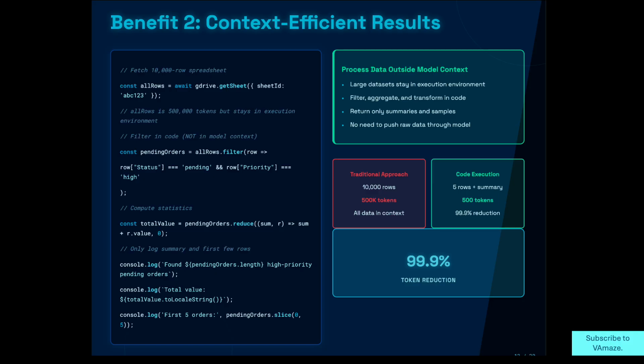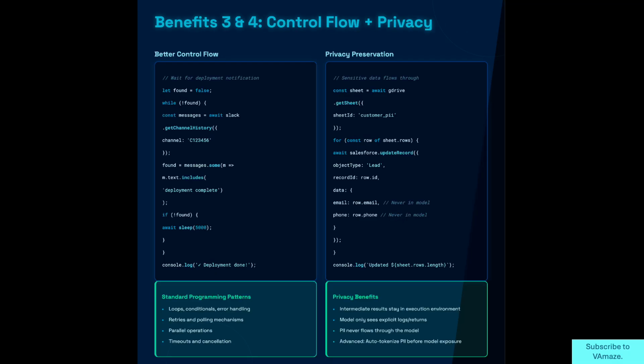This is particularly powerful for multi-step workflows. You can fetch data, process it, combine it with other data, process it again, and only present the final output to the model. Each intermediate step happens in the execution environment, preserving precious context space for actual reasoning. Control flow and privacy. Let me talk about 2 more critical benefits: better control flow and privacy preservation.